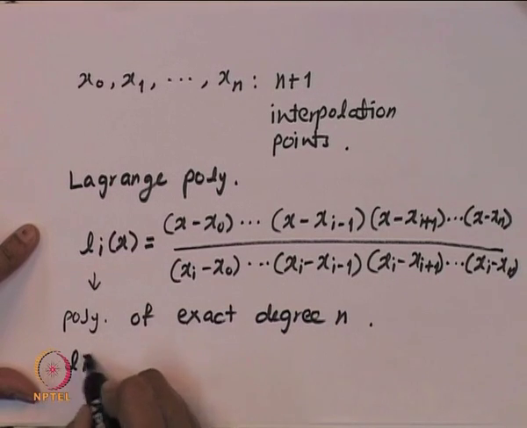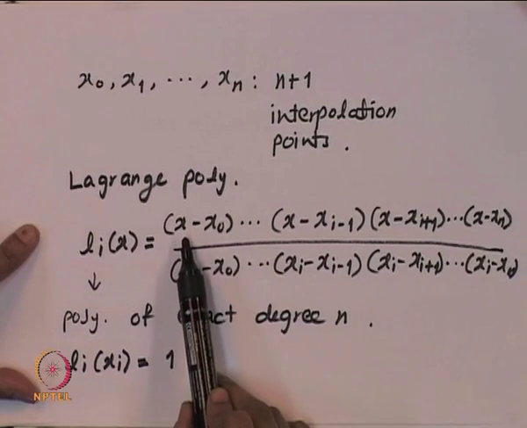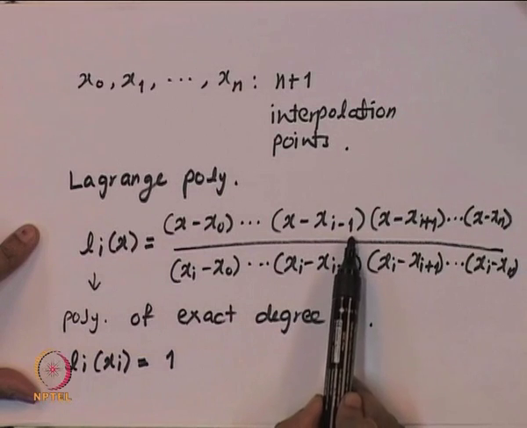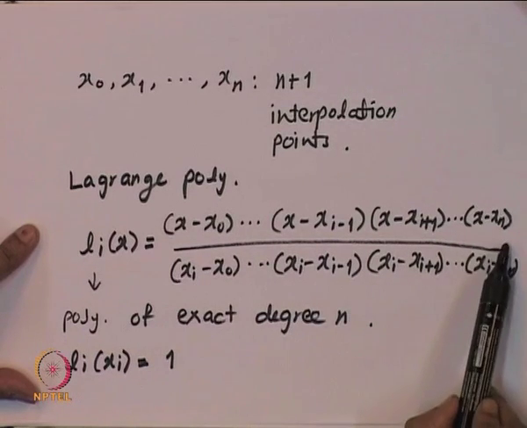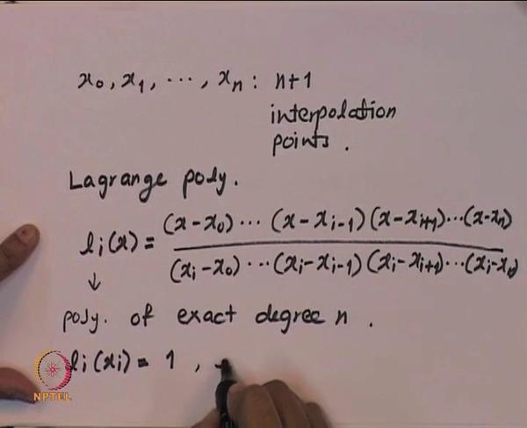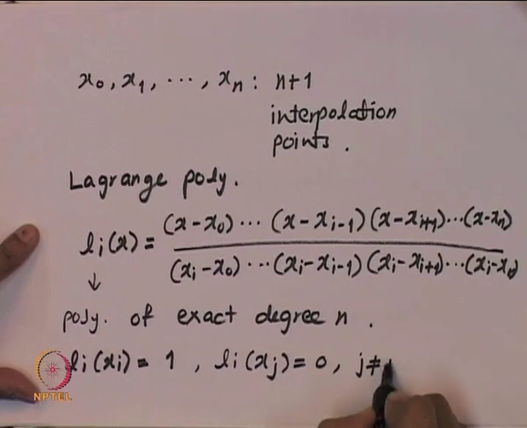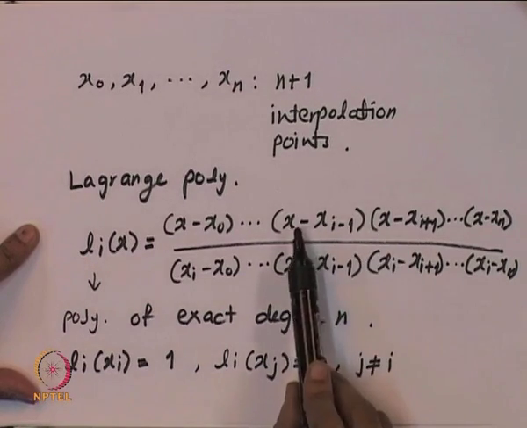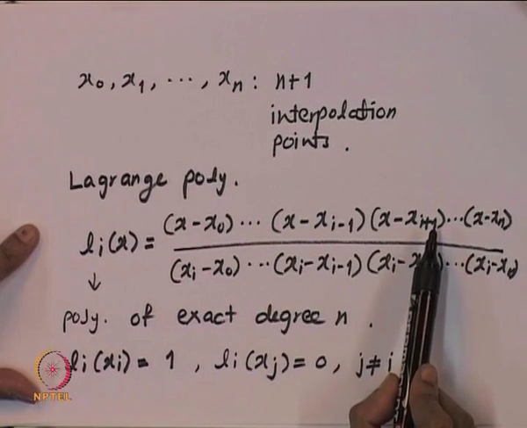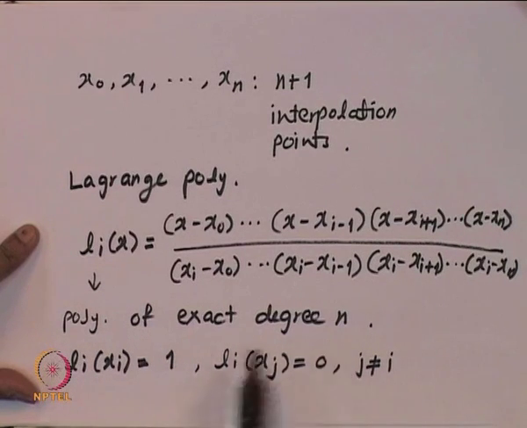If I look at L I at x I, then it is going to be equal to 1, because you will have in the numerator x I minus x 0, x I minus x I minus 1, x I minus x I plus 1 and x I minus x n. So, it is the same as the denominator. So, L I at x I will be 1. L I at x j will be 0 if j not equal to I, because there will be a bracket x minus x j appearing in the numerator. So, the Lagrange polynomial L I is of exact degree n, L I at x I is 1 and L I at x j is equal to 0 if j not equal to I.